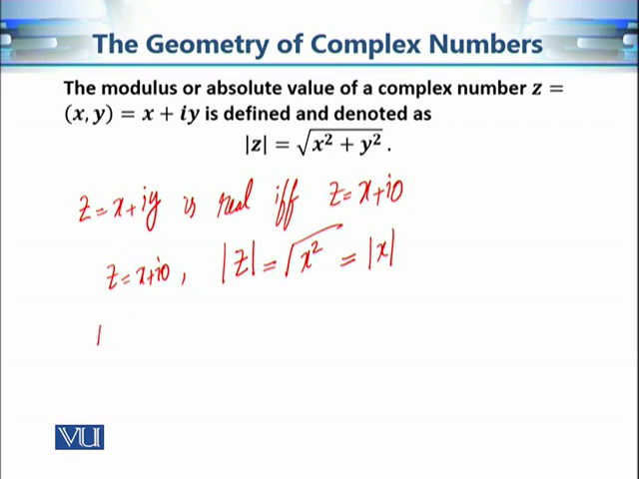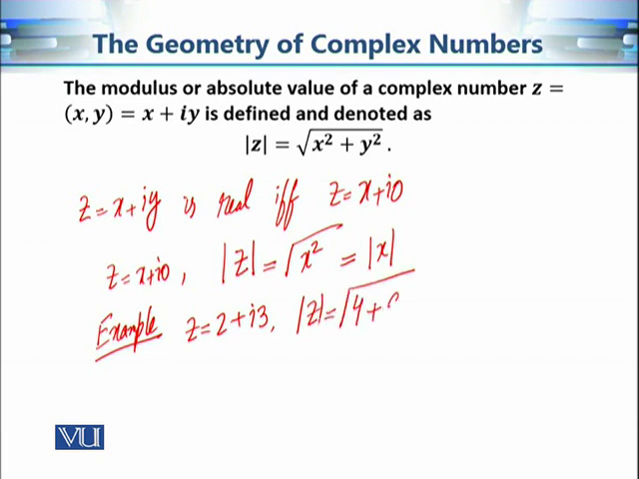Now, as an example, we can calculate the absolute value in the following way. If I have z equal to 2 plus iota 3, then the mod of z is equal to the square root of 2 square plus 3 square, which is equal to the square root of 13. And from the geometry of complex numbers, we can easily observe that a number with mod 0 is exactly the origin. Okay, so the origin is the only number with mod 0.